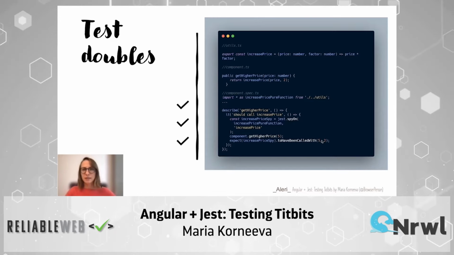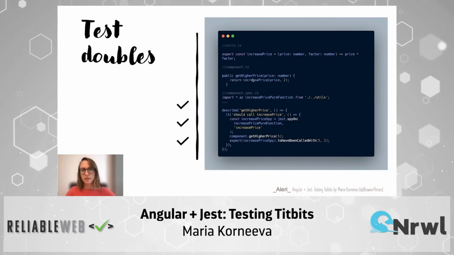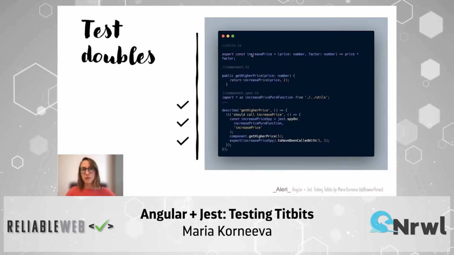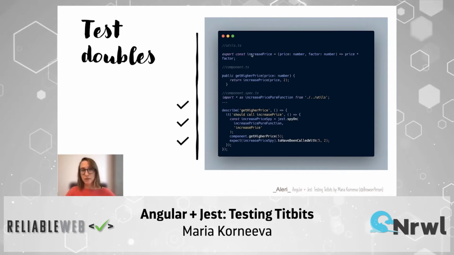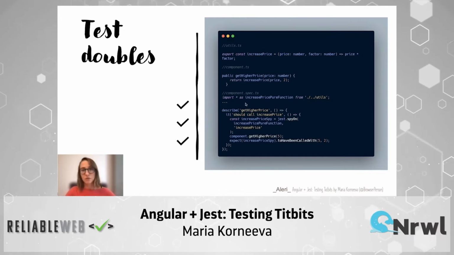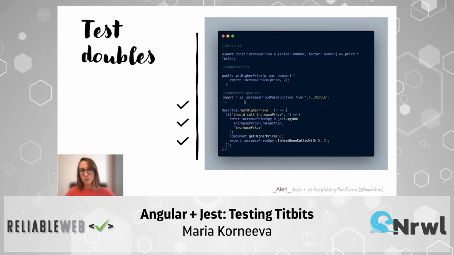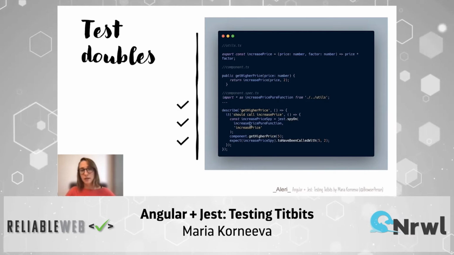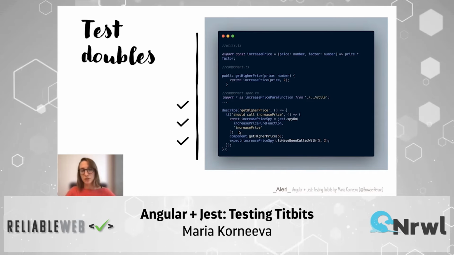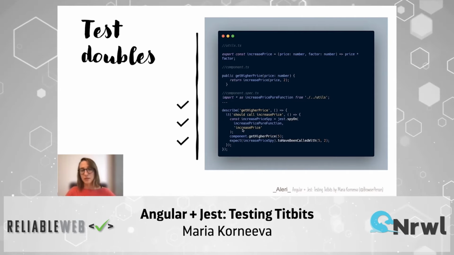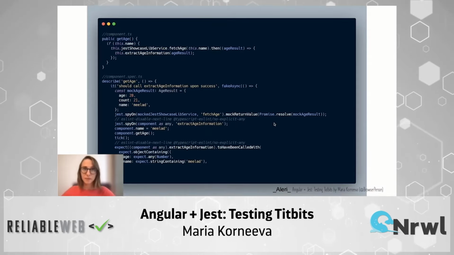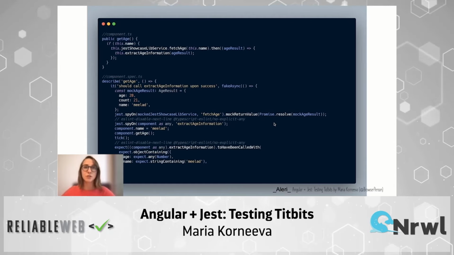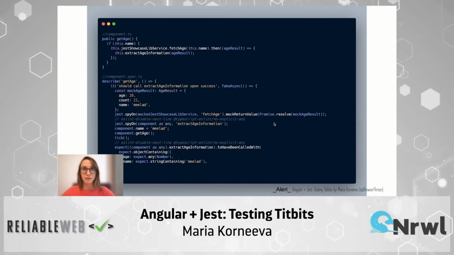But wait a second, our increased price has no service because that's a pure function. So how do we spy on this? We have to provide the named import, and then we use this name in here and place our pure function in here. So it still works. Jest also allows you for generic interface testing.